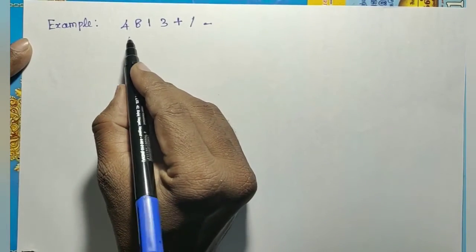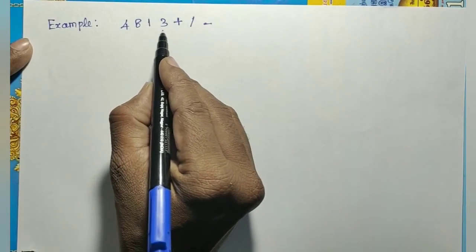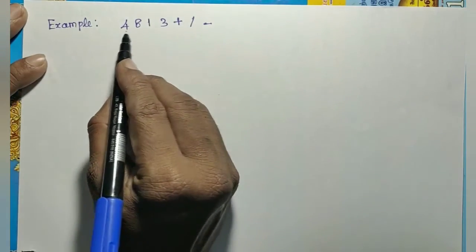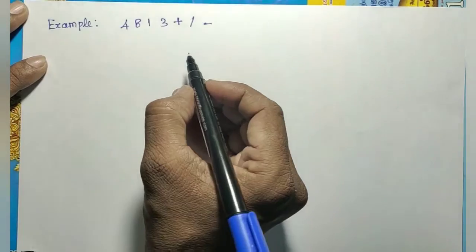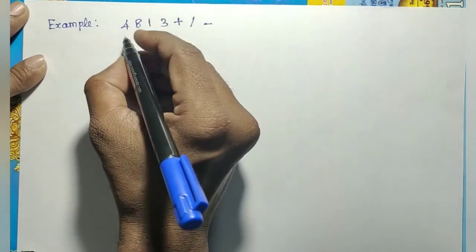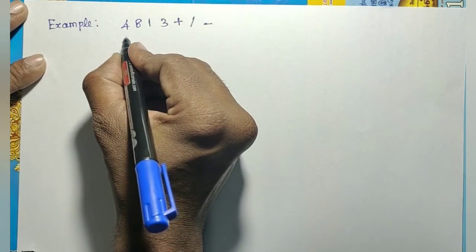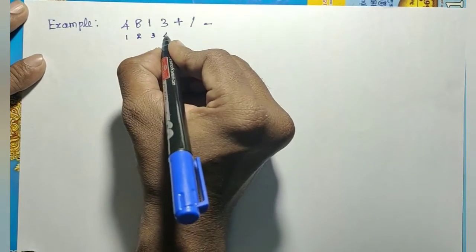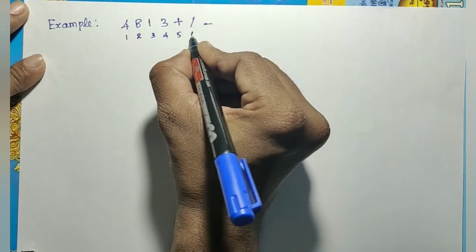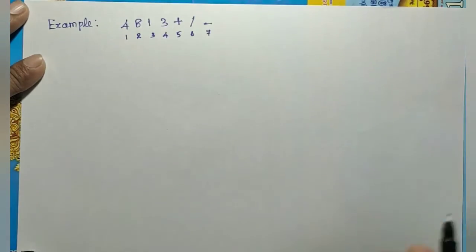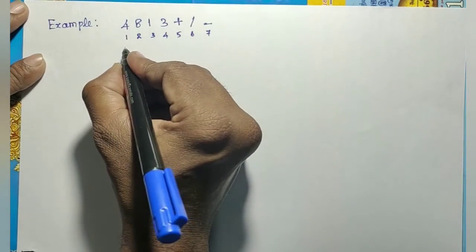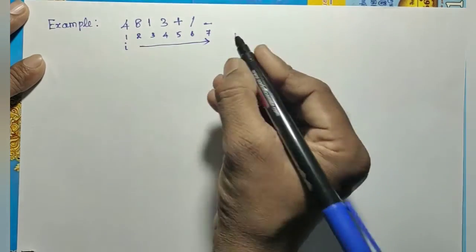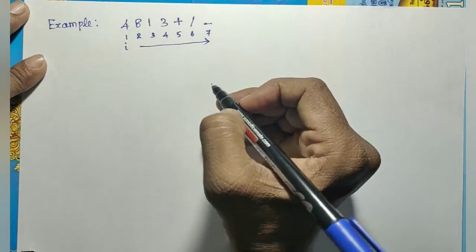Consider this example: 4 8 1 3 plus slash and then minus. This is the postfix expression that we are going to evaluate. Here the character indices are 1 2 3 4 5 6 and 7. So I is going to start from 1 up to n, and n here is 7.